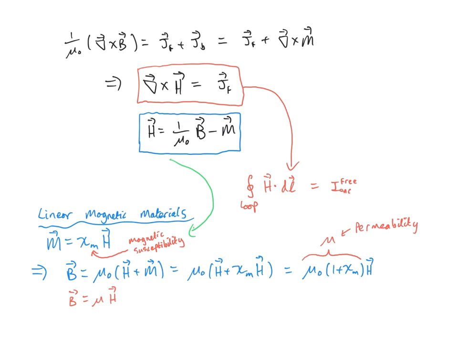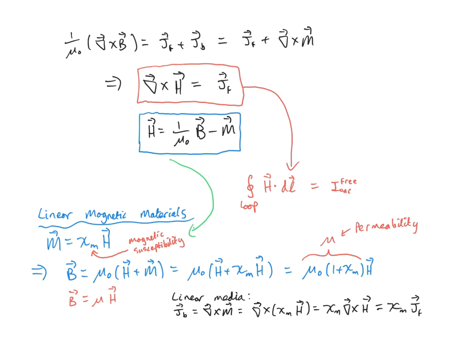For linear media, we also see that the bound current density J_B, which is the curl of the magnetization, can be written in terms of the curl of H. And the curl of H is, of course, from Ampere's law, just the free current density. So we see something interesting in linear media, that the bound current density is actually proportional to the free current density. If in a given region of space there's no free current density, then there can also be no bound current density.